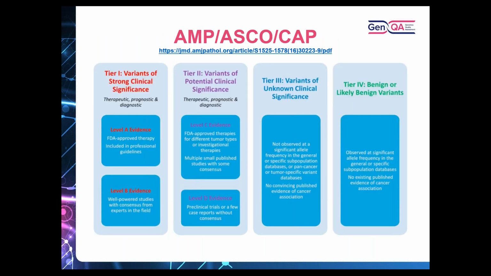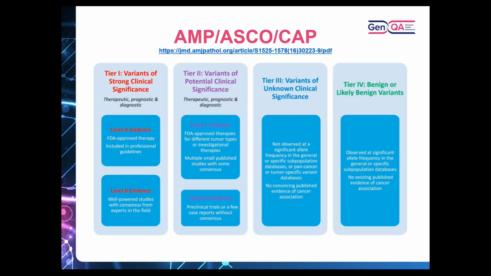I'm going to talk firstly about the AMP, ASCO and CAP guidelines. These were published initially in 2017 by Lee et al. They can be categorized into 4 groups, tier 1, 2, 3 and 4. Tier 1 variants are those of strong clinical significance, and they're made up of variants with level A and B evidence. Level A evidence are biomarkers that predict response or resistance to approved therapies for a specific type of tumour.